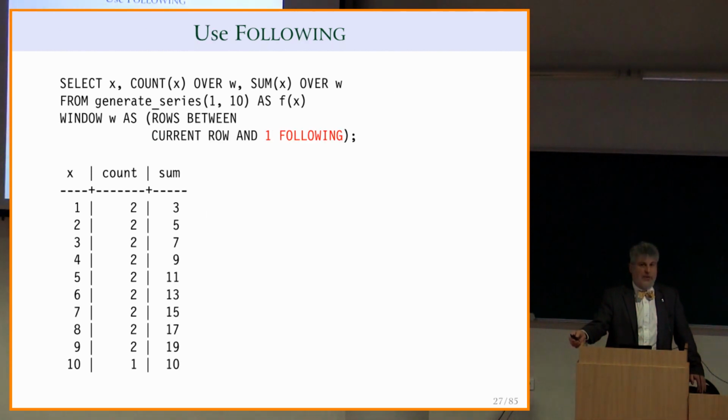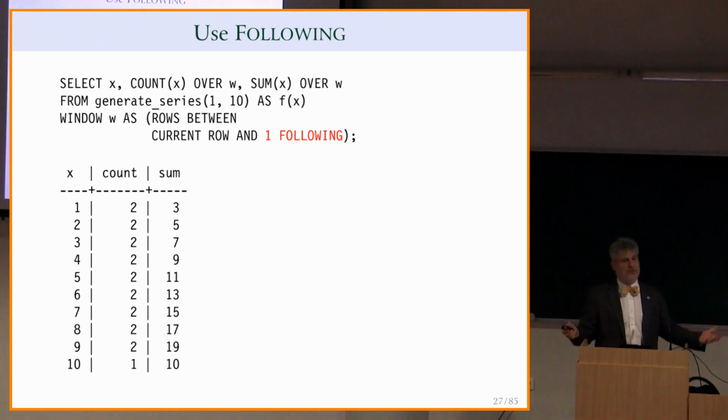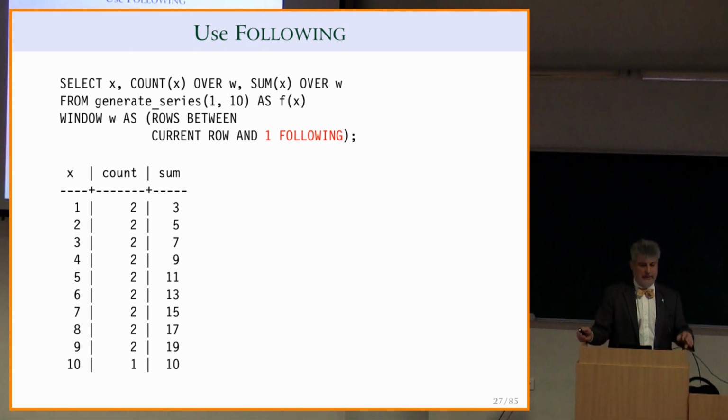I can do one following. So I say the next row. So this is 3 because it's 1 plus 2. This is 5 because it's 2 plus 3. This is 7 because it's 3 plus 4 and all the way down. And when you get to 10, there's nothing after it, so it's just 10. All right?